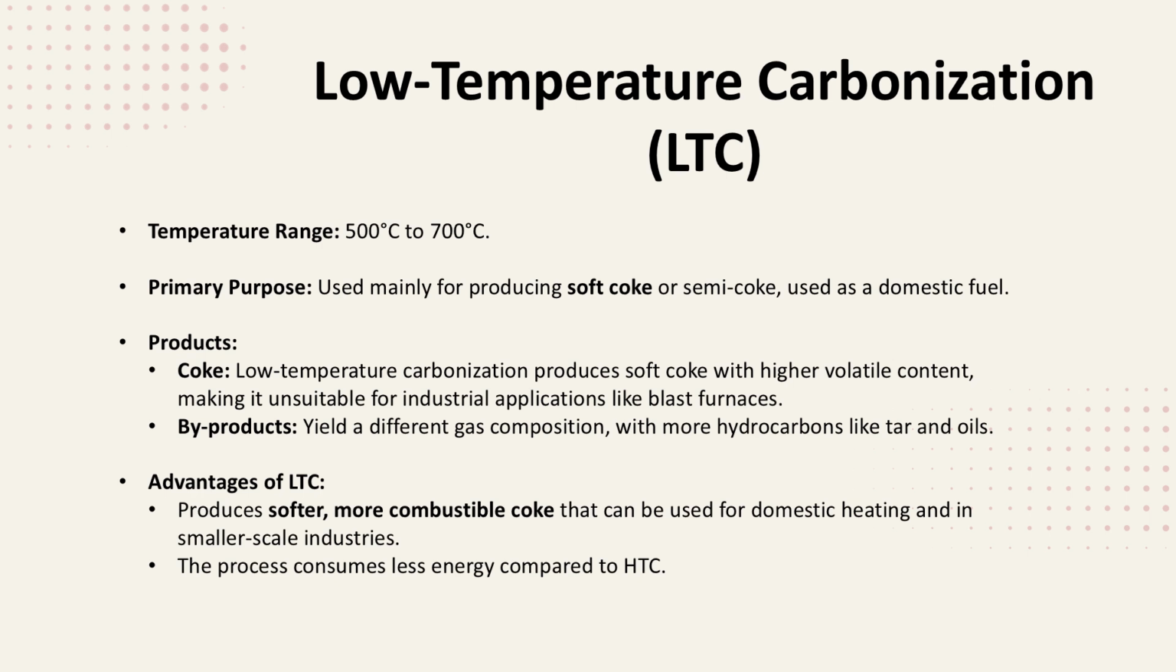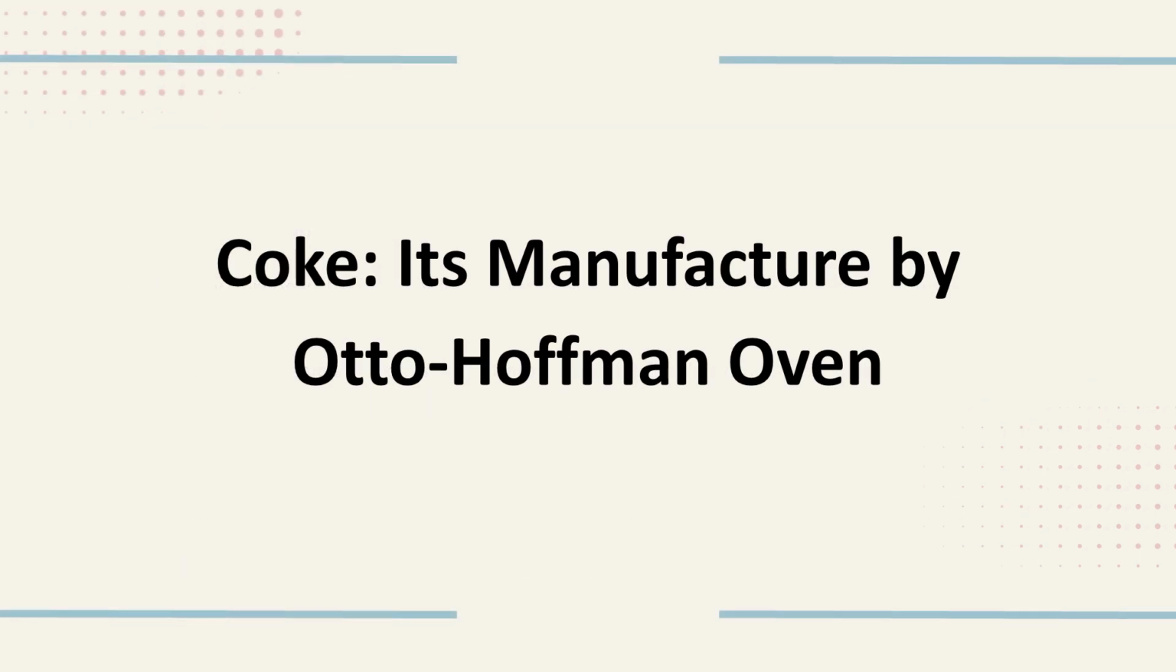The products contain higher volatile matter and the process is less energy-intensive compared to HTC. Advantages of LTC: produces softer, more combustible coke that can be used for domestic heating and in smaller-scale industries. The process consumes less energy compared to HTC. Coke is a porous, carbon-rich material produced by the destructive distillation of coal in the absence of air. It is primarily used in the iron and steel industry as a reducing agent in blast furnaces.